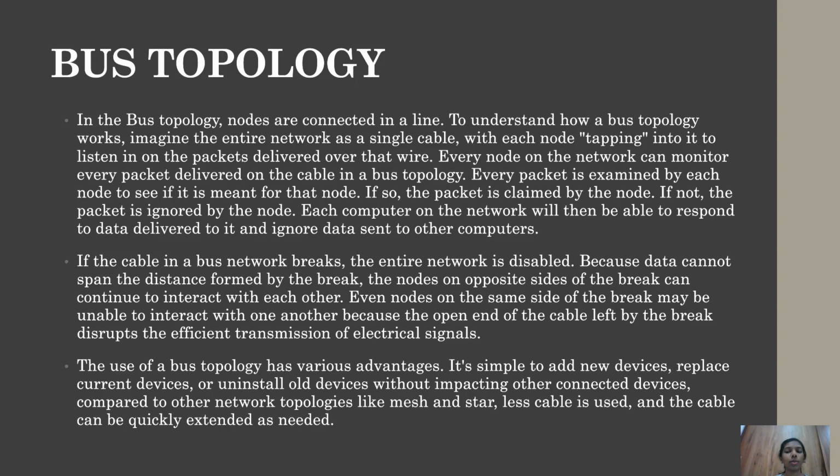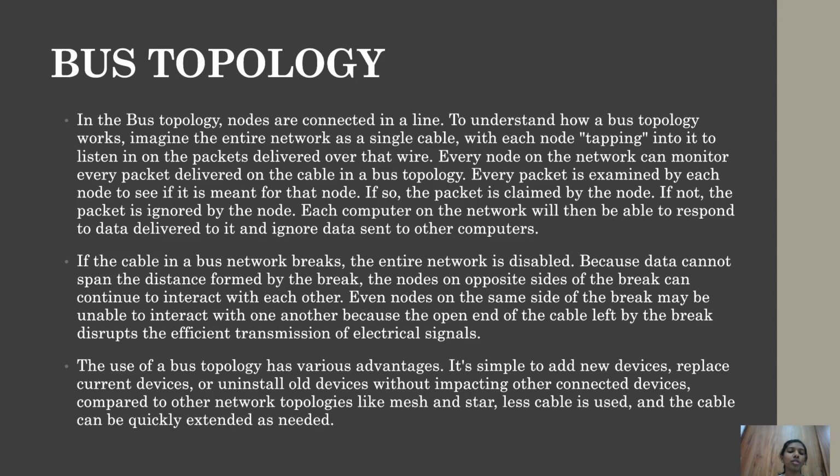Each computer on the network will then be able to respond to the data delivered to it and ignore the data sent to the other computers. If the cable in a bus network breaks, the entire network is disabled. Because data cannot span the distance formed by the break, the nodes on opposite sides of the break cannot interact with each other. Even nodes on the same side of the break may be unable to interact with one another because the open end of the cable left by the break disrupts the efficient transmission of electrical signals.